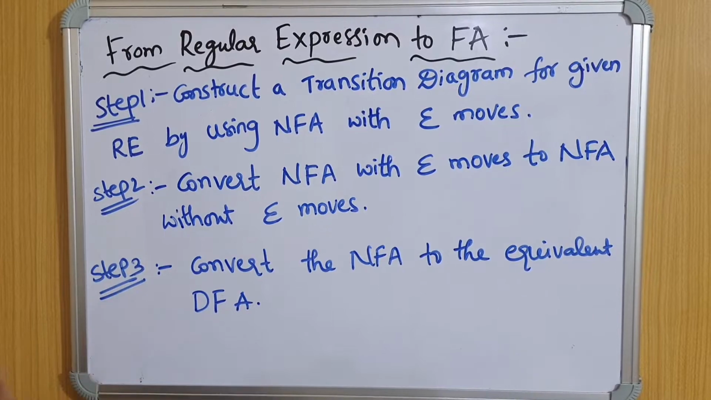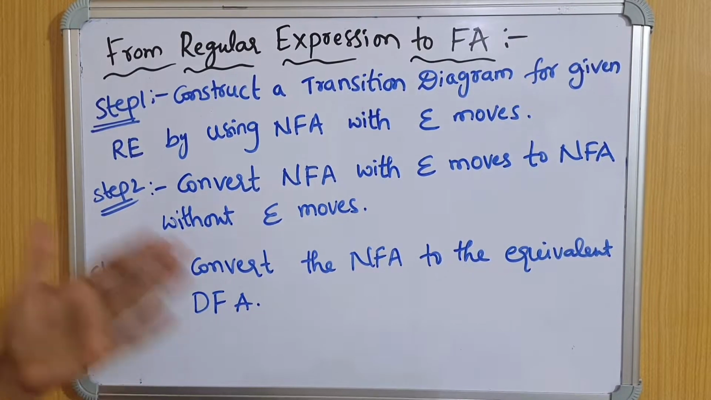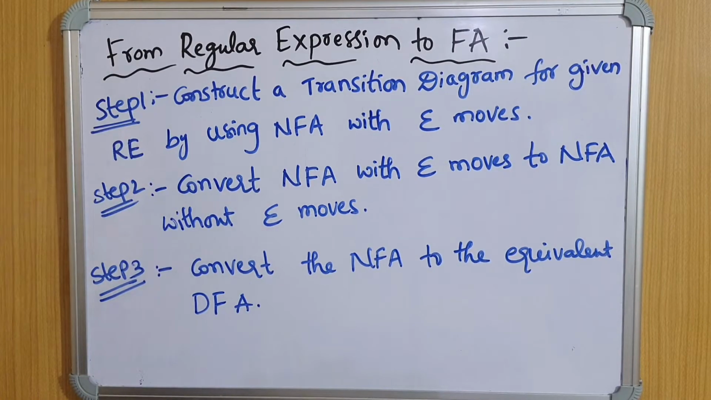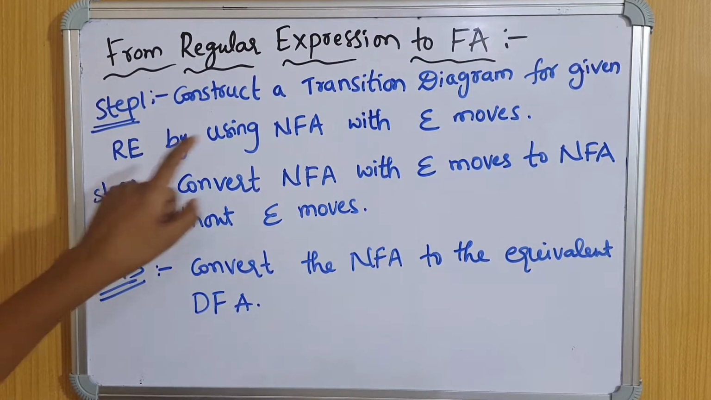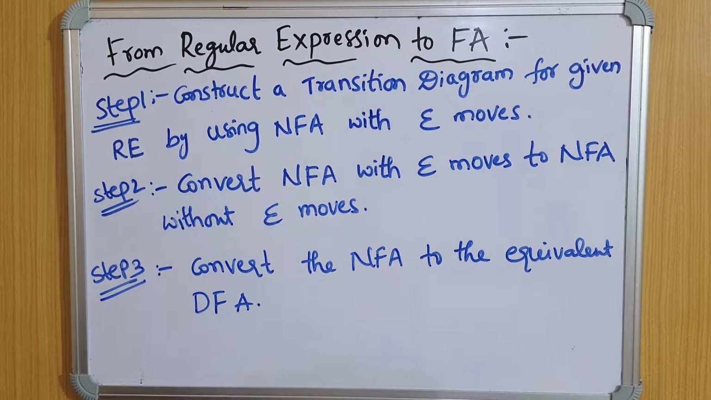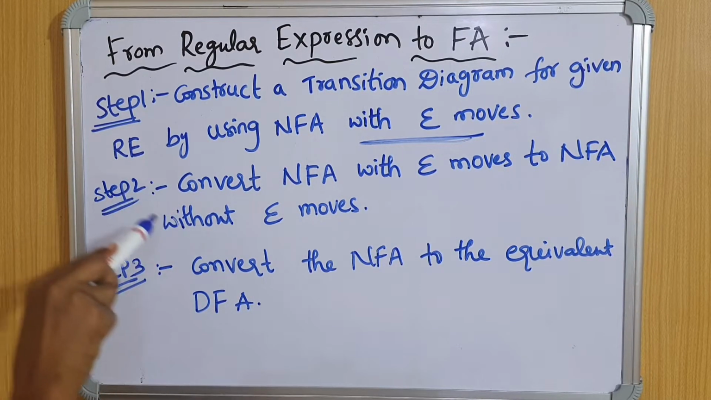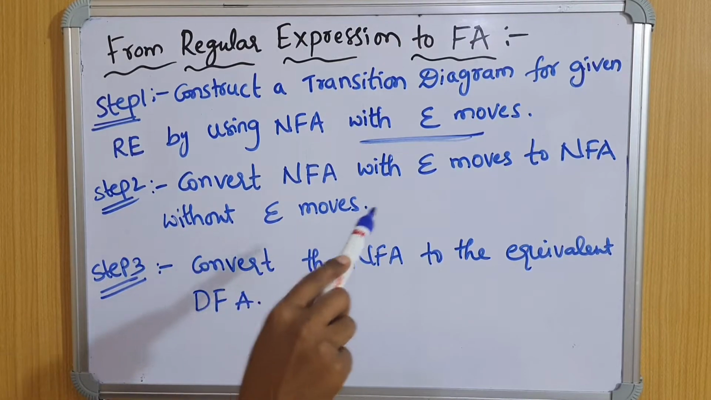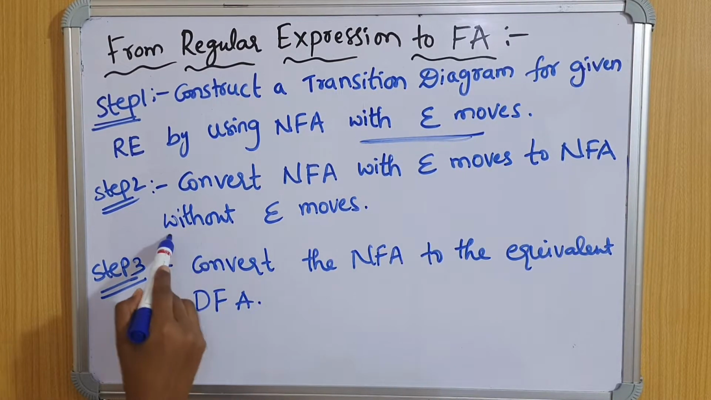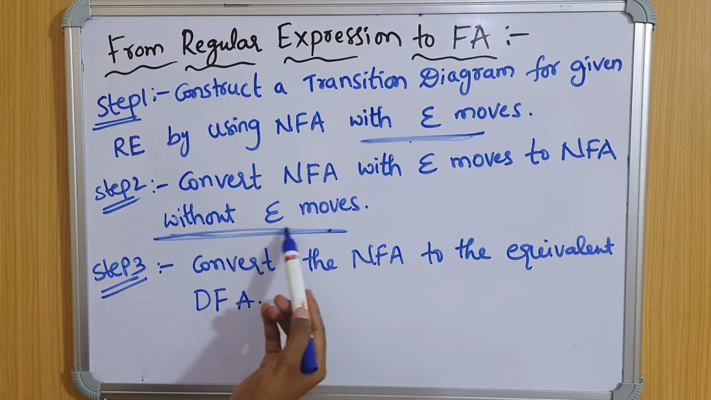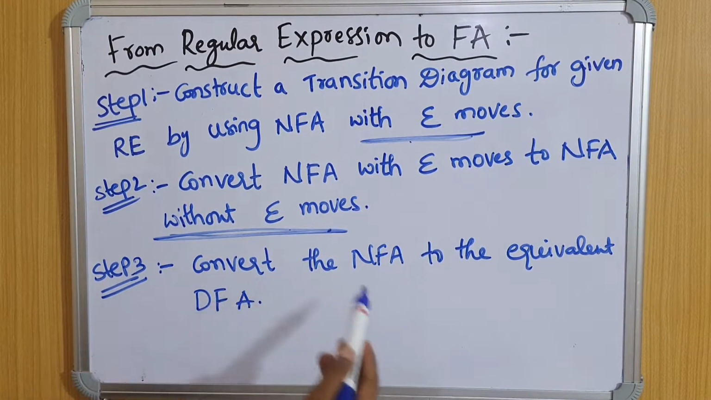For example, we'll take an example further, then you can understand easily. First, you have to construct the transition diagram for the given regular expression by using the NFA with epsilon moves. Next, we have to convert the NFA with epsilon moves to the NFA without epsilon moves. And the third step is to convert the NFA to the equivalent DFA.